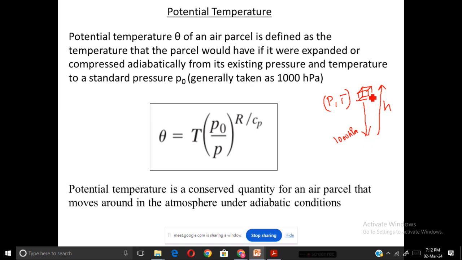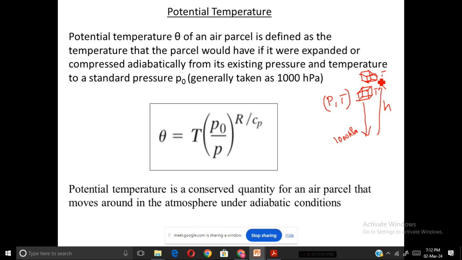So in order to compare the temperatures of air parcels which are present at different levels, we compare the potential temperature. Suppose one air parcel is present here and another air parcel is present at some different height. We cannot compare the temperature of these parcels as such, because these two air parcels are present at different levels, so the pressure they are experiencing is different. So we cannot just compare the actual temperature of these parcels.